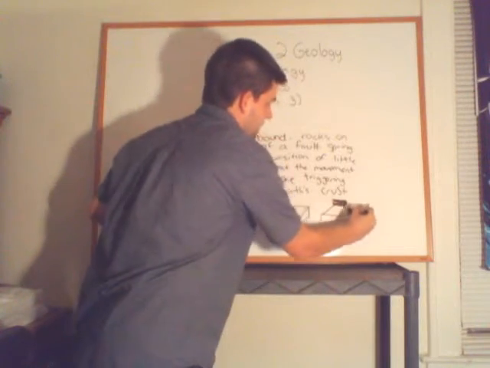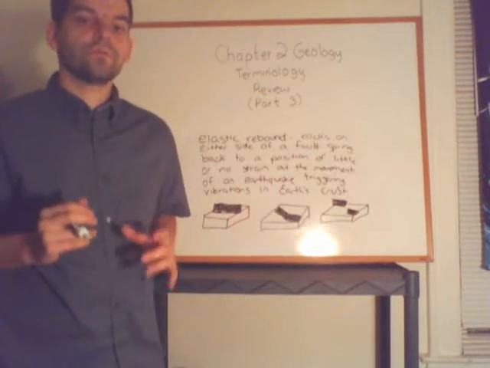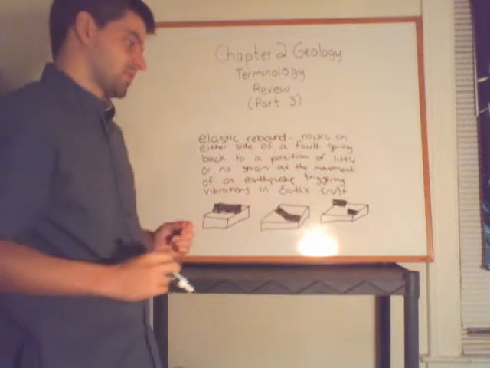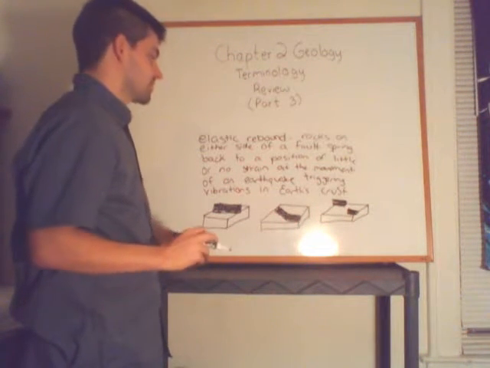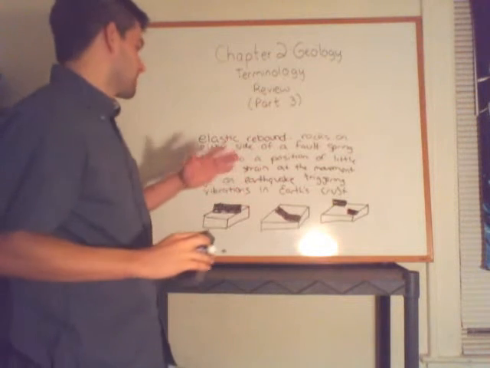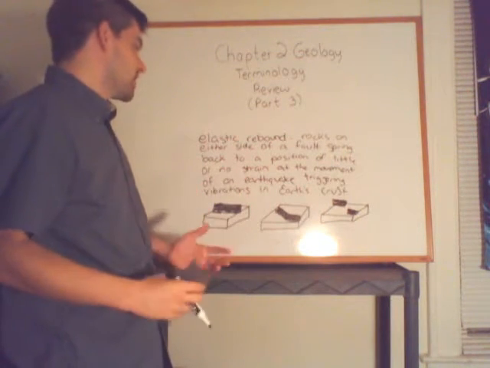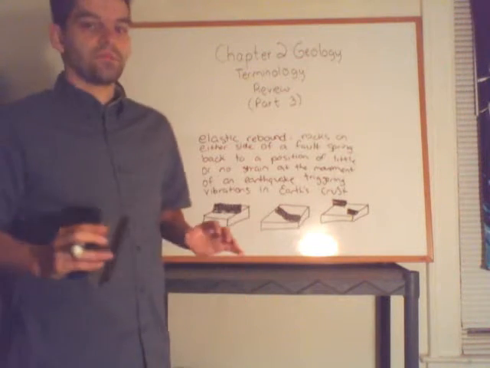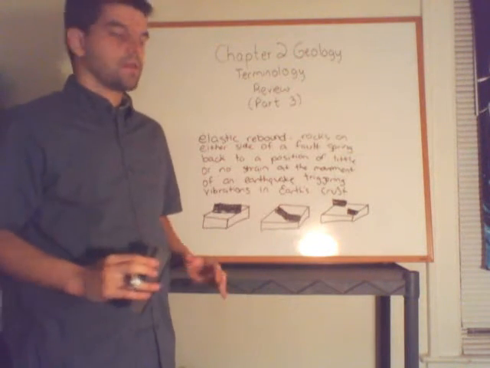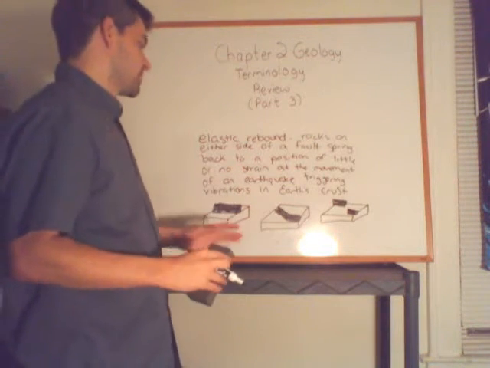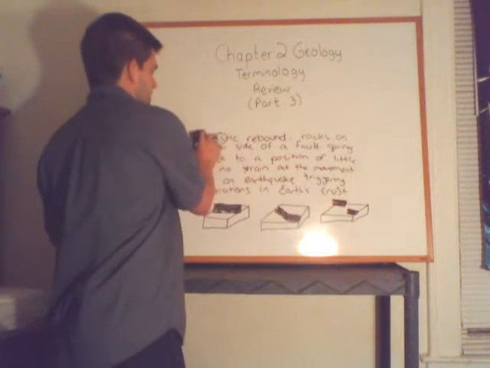Okay? And again, it's all because there's only so much that this rock wall can bear and take. Alright, but that is elastic rebound. Rocks on either side of a fault spring back to a position of little or no strain, and then again it's going to make this vibrational impact. This spring is going to make a kind of vibration in the Earth's crust.